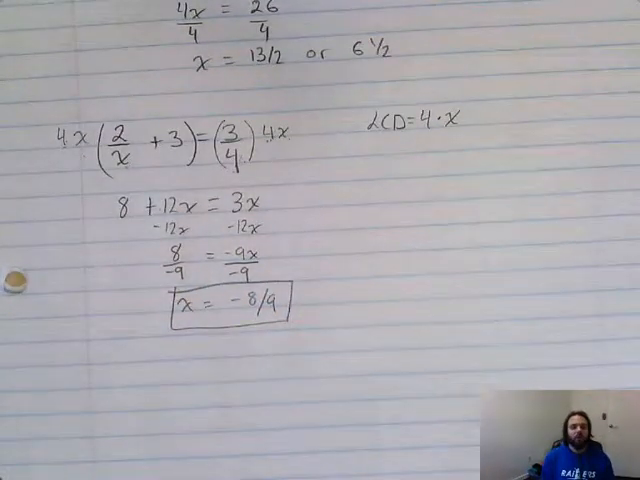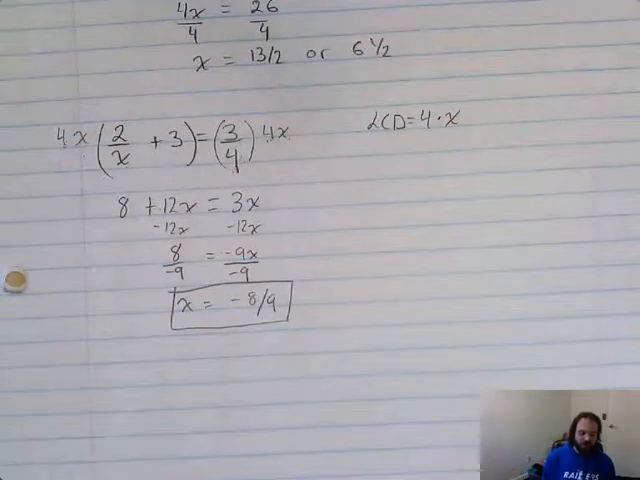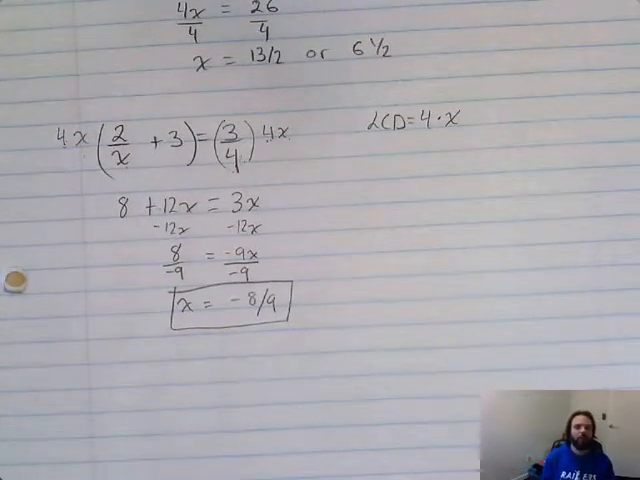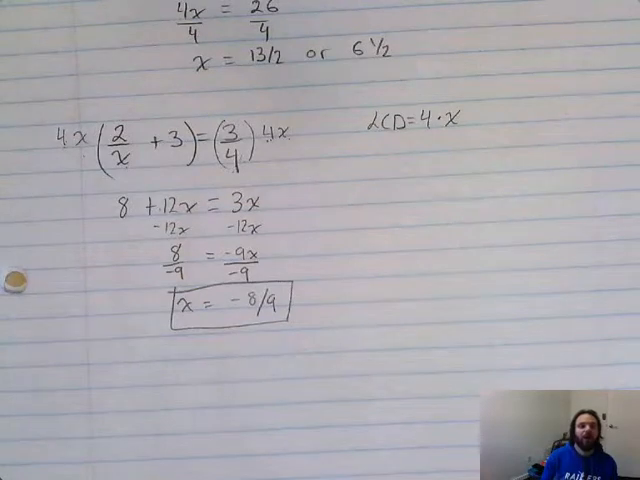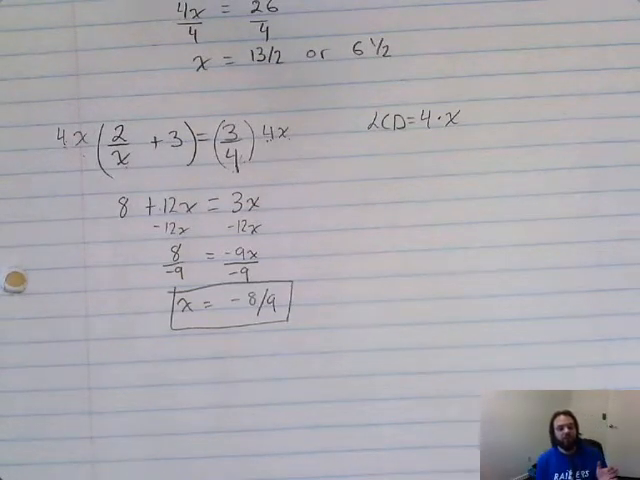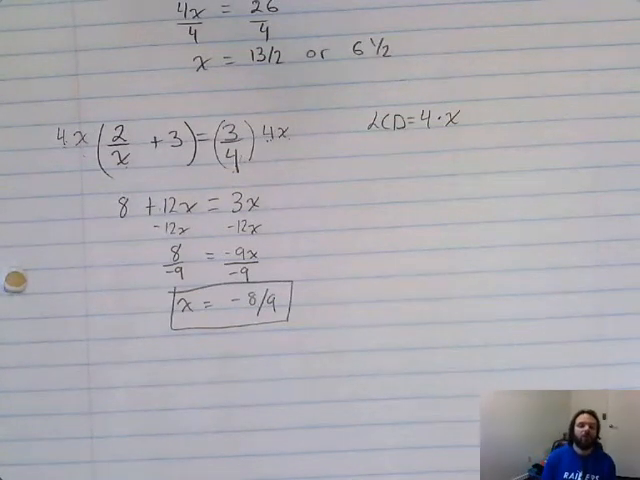So once again, all we have to do, and hopefully understand why, is multiply each term by the lowest common denominator. Or you might think of it as the lowest common multiple of our denominators. And once we do that, we will end up getting rid of the fractions and we can then solve like normal.